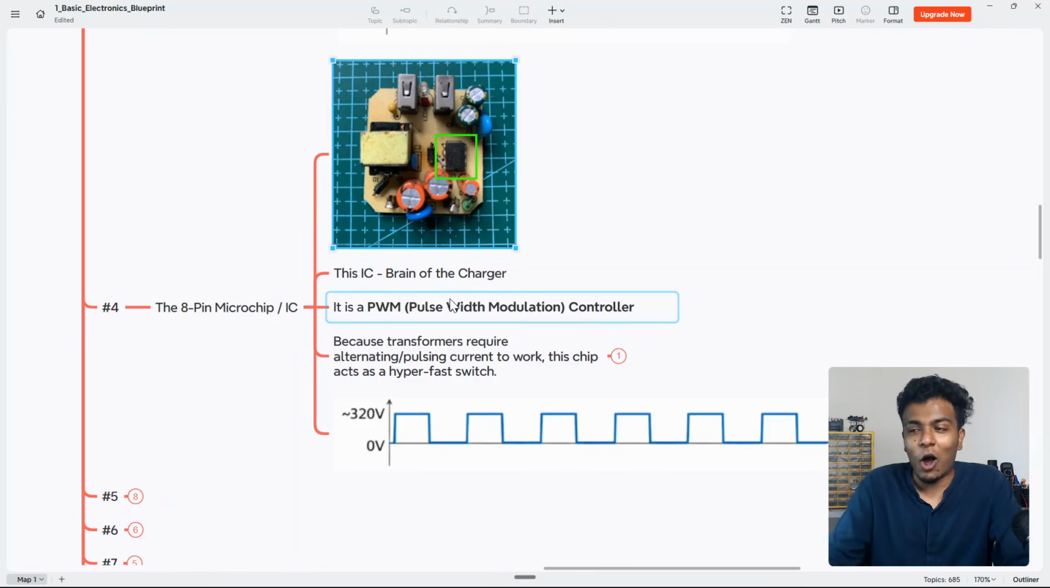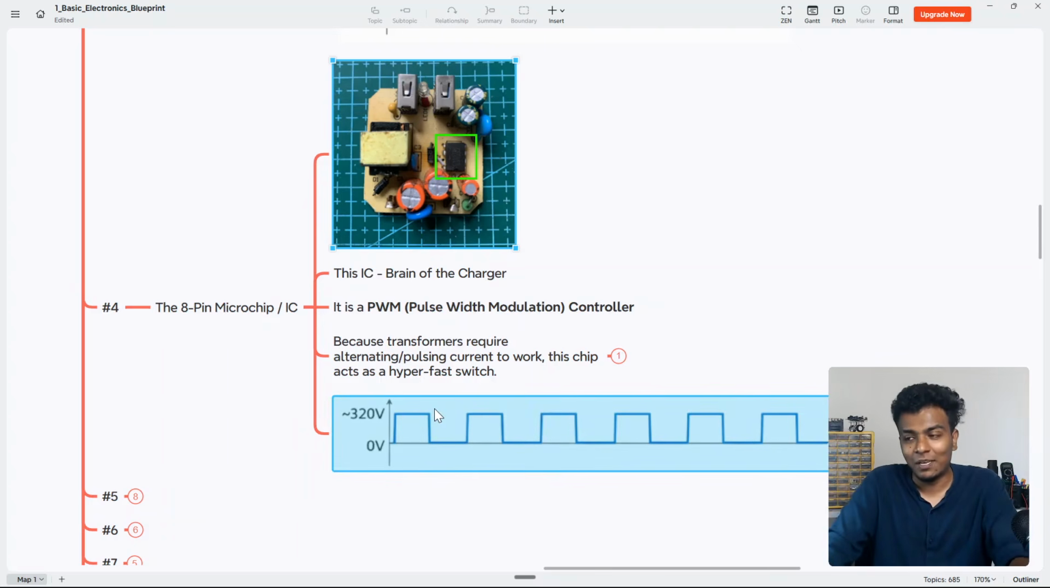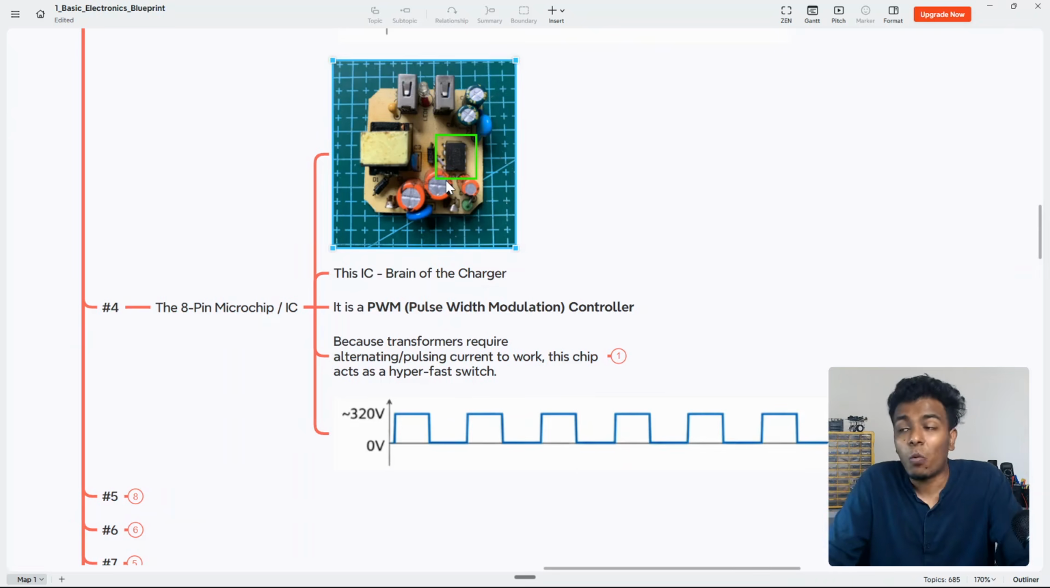Which is like on off, on off, on off, on off kind of digital pulses like this. This is what the PWM is like, where you will be modifying the pulse width. That's what pulse width modulation is all about. So here, Sanjay, why do we need this IC here? Why do we need this pulse width modulation here?